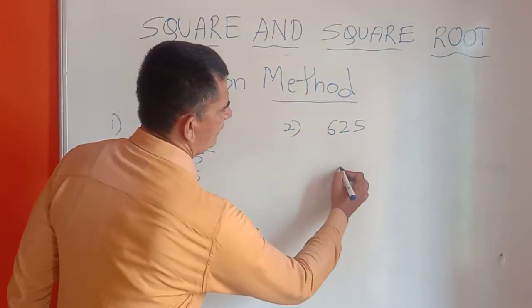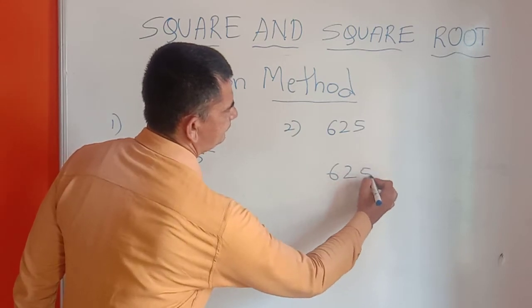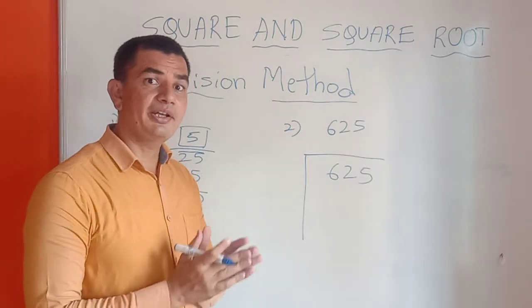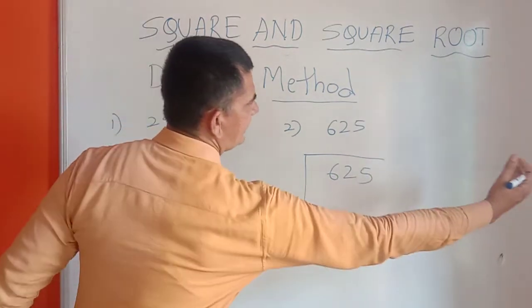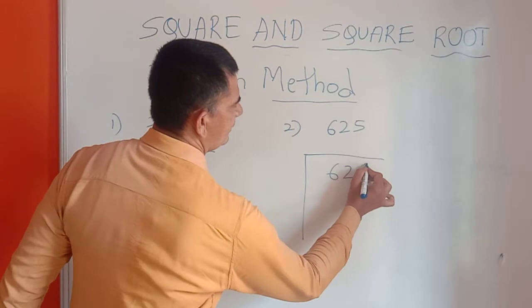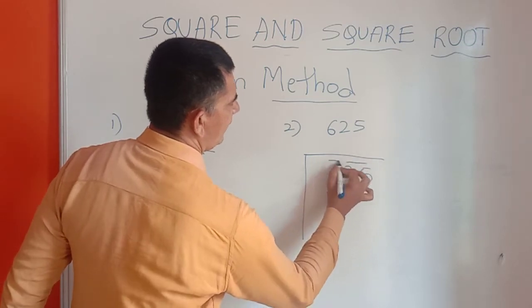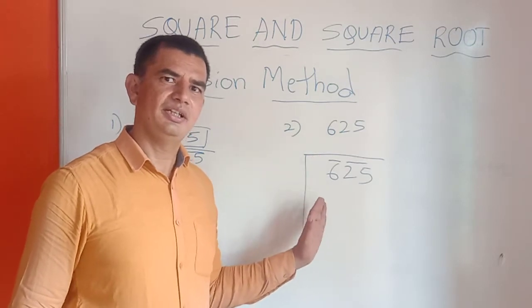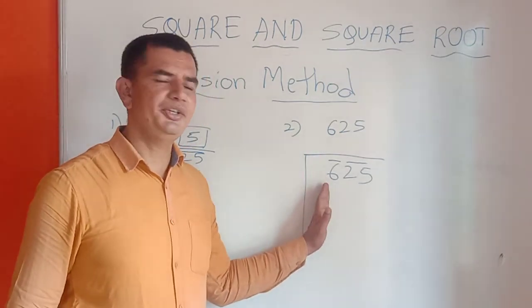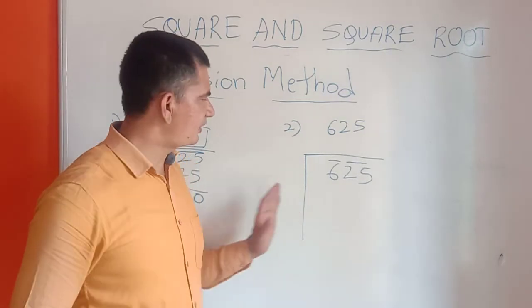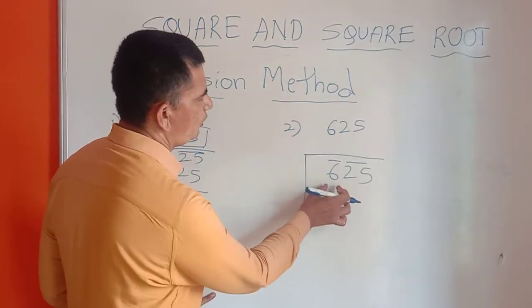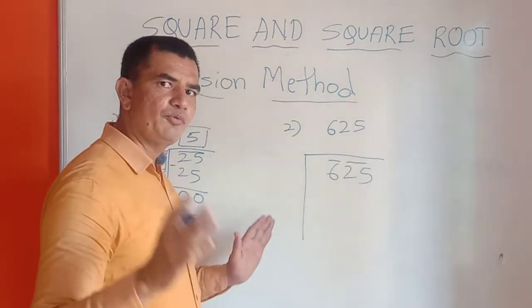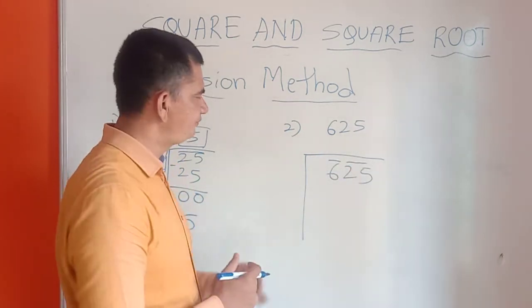So it is 625. We have to make a line, and after that we have to make groups of two numbers from the right side, from your right-hand side. This is a group of 1, and at the end, if only 1 digit is there, you can take this as 1 unit and this as 1 unit. Next, while dividing here, we have to concentrate only on the first unit, meaning only 6, because we have to make groups of 2, as we are doing the square number.